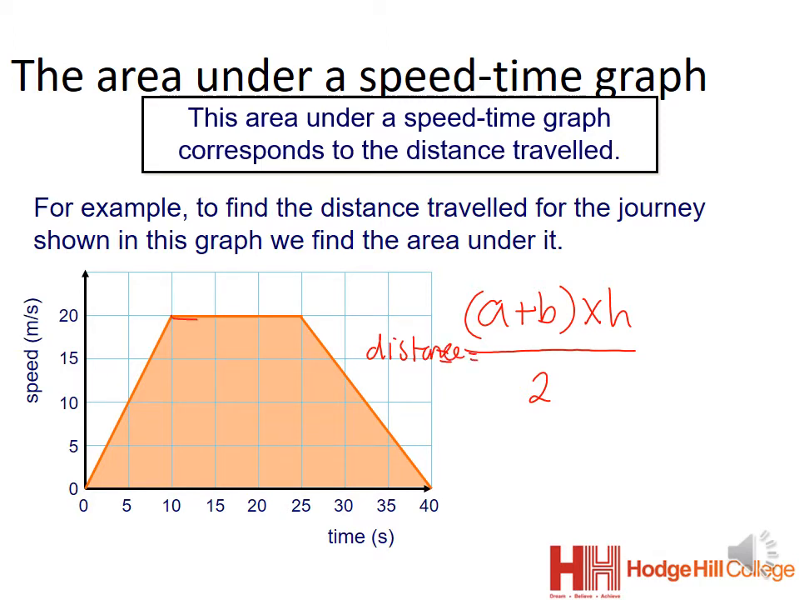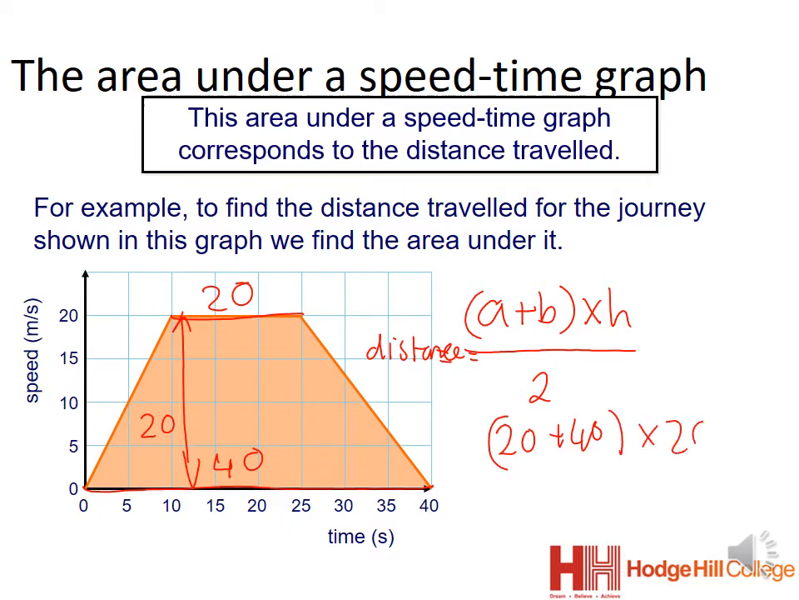So this is one parallel side and this is the other parallel side. This has a length of 40 and this has a length of 20. Okay? And the distance between them is also 20. So if we substitute all those values into our formula for area of a trapezium, we've got 20 and 40 times by 20 all divided by 2. Which is 60 times 20 divided by 2.